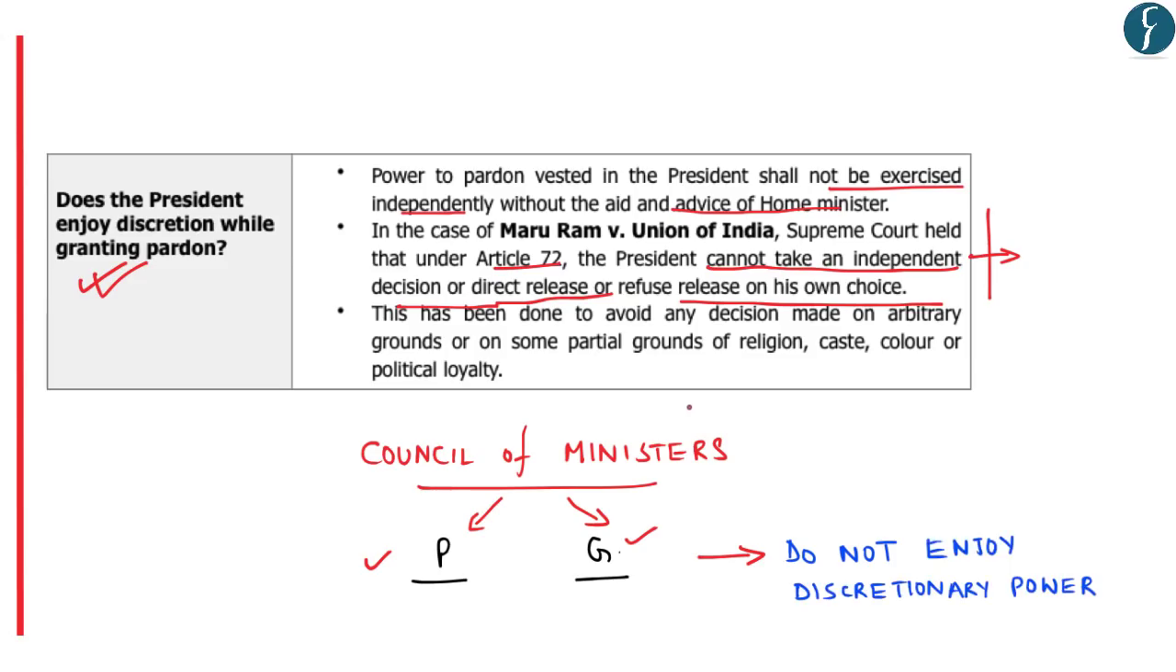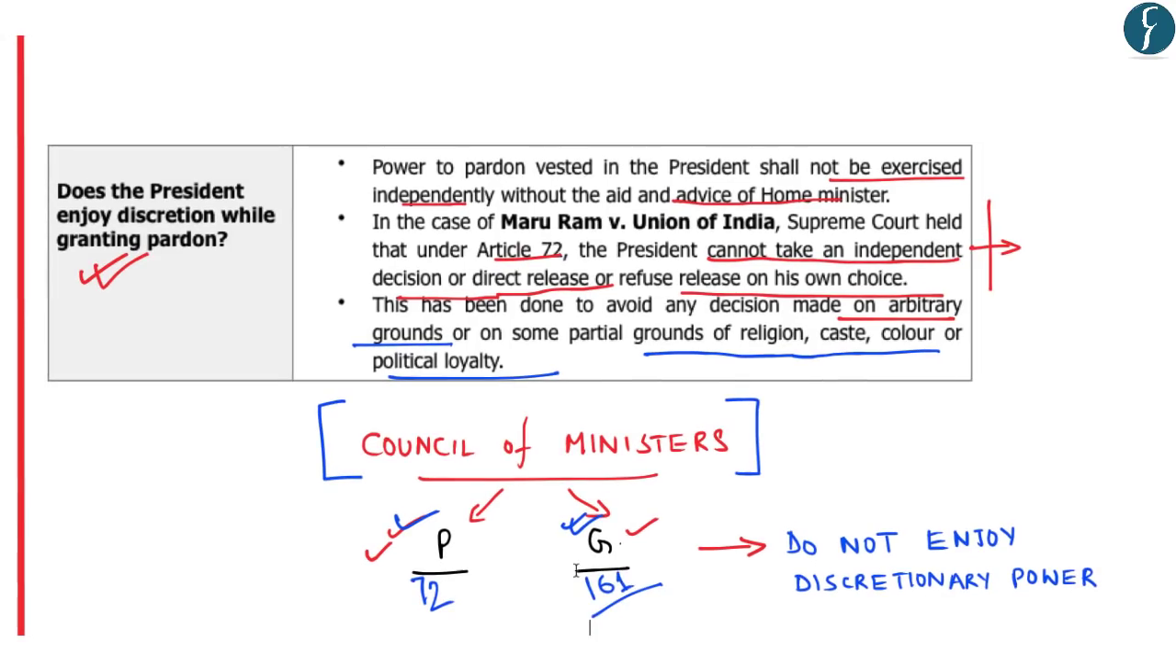The court had held that a discretion was not given to both president as well as the governor, as decisions could have been made on certain arbitrary grounds or some partial grounds of religion, caste, color or political loyalty. So in this aspect, the decision of the Council of Ministers becomes mandatory on both the president under Article 72 and on the governor under Article 161 with respect to any clemency power provided therein.